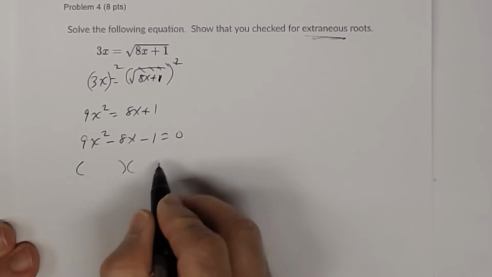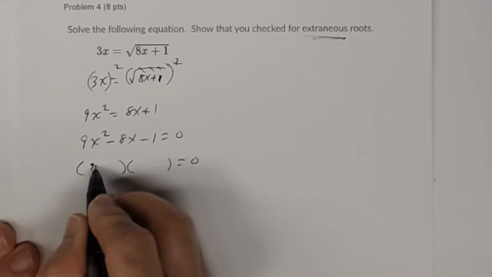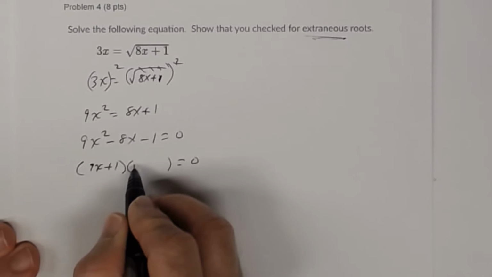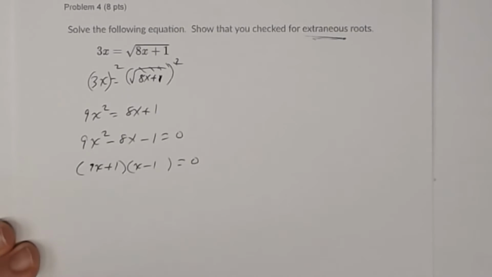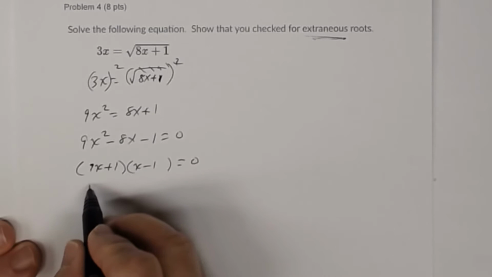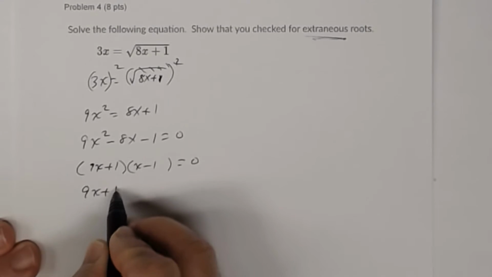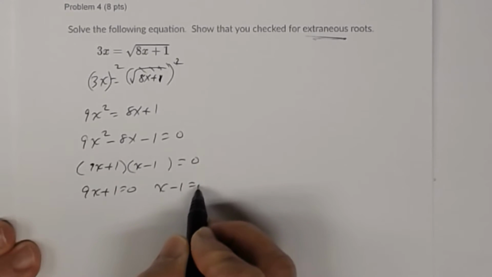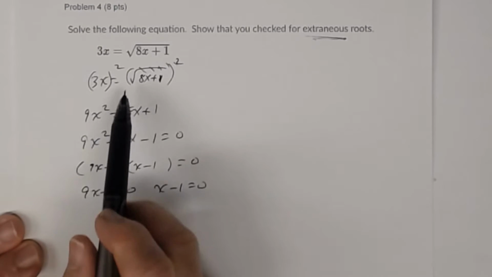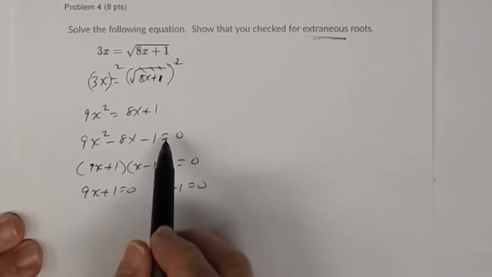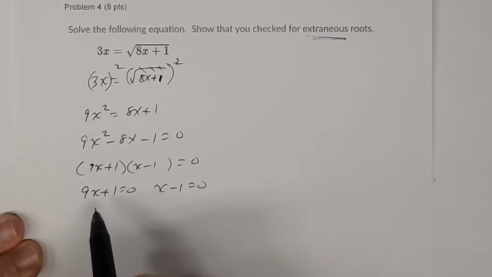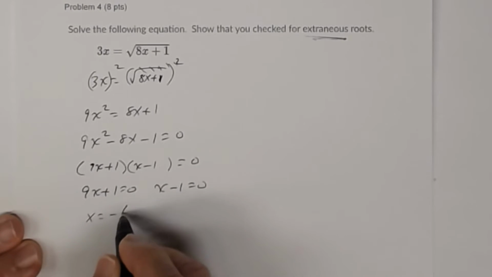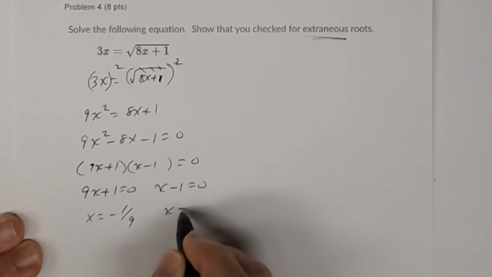So when I factor this, I'm going to get 9x plus 1 times x minus 1 equals 0. And then using the zero factor property, I get 9x plus 1 equals 0, x minus 1 equals 0. And notice I went from a square root equation to a quadratic equation to two linear equations. And so if I solve this linear equation, I get x to be negative 1/9. Over here, I get x to be 1.